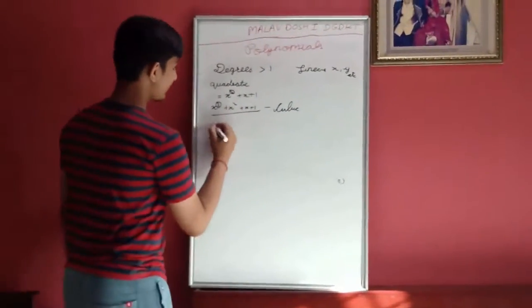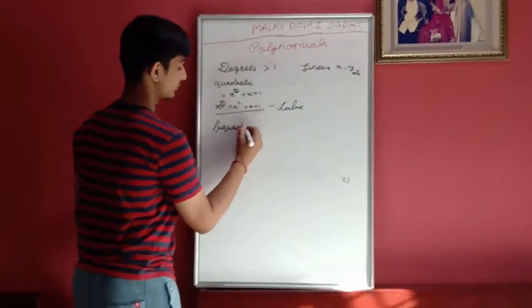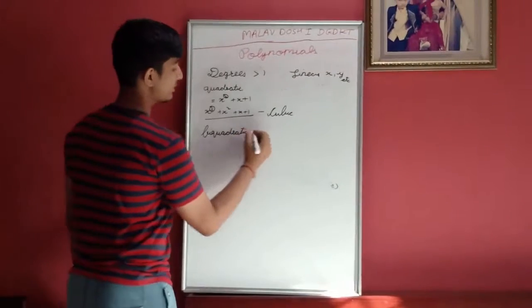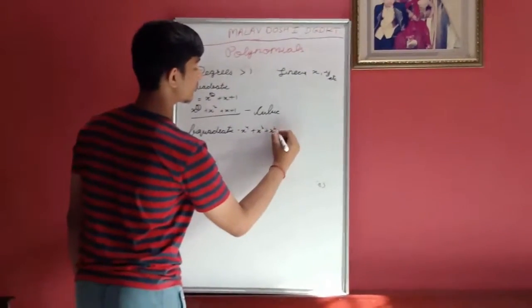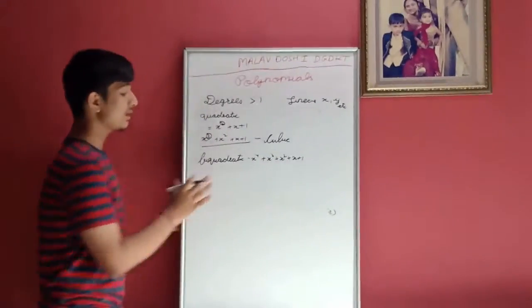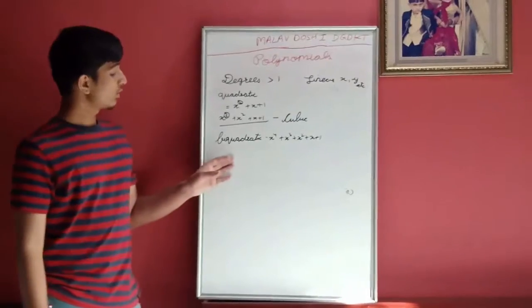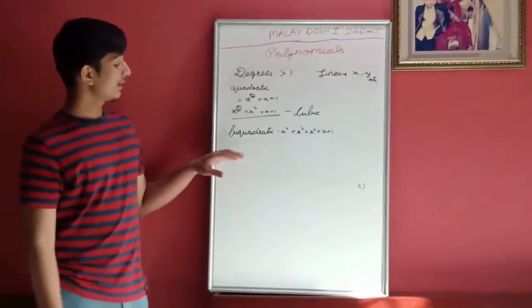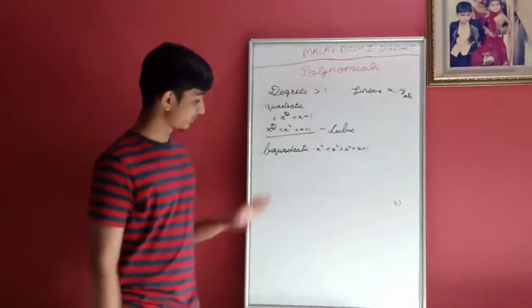Then the next would be biquadratic, that is of degree 4, like this. This is the most that you need at the 9th level, so we will not go further. Then it can be pentadegree, hexadegree, like that, but we will not go further.